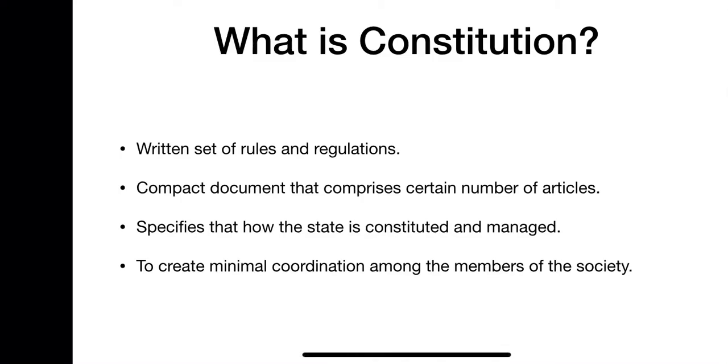What is Constitution? Constitution is basically a written set of rules and regulations. It is a compact document that comprises a certain number of articles. It also specifies how the state is constituted, managed and governed to create minimal coordination among the members of the society. So yes, we can say that Constitution is a compact document comprised of a number of articles related to the state, its formation, its management, its governance, so that nobody in the society goes against each other and minimal coordination in the society could be achieved.